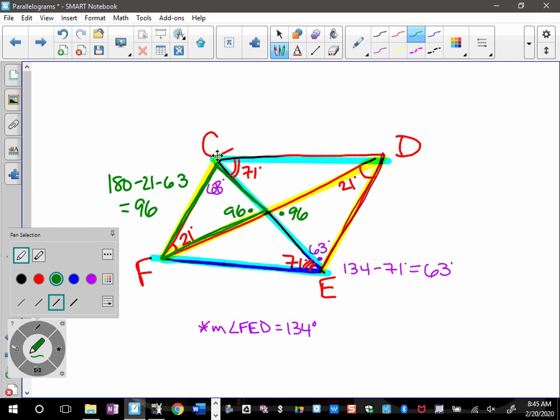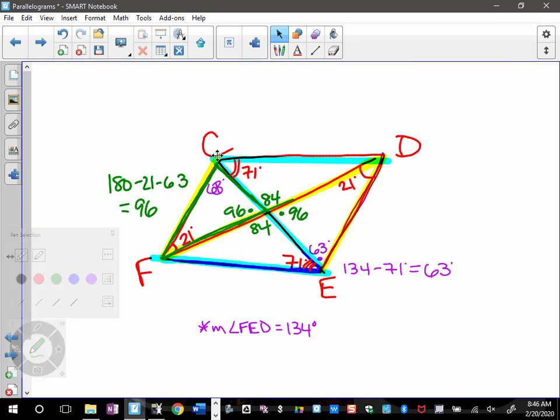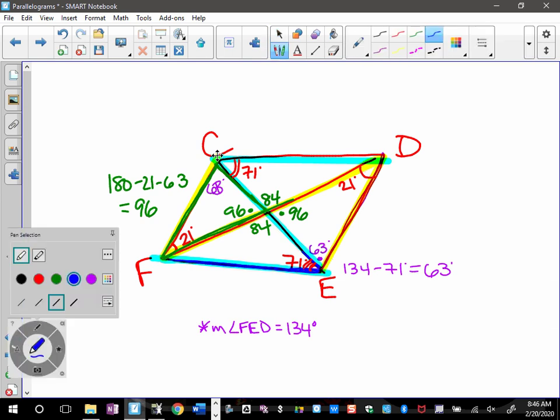Okay, but angles that make a straight line add to 180. So 180 minus 96 is 84. This is 84 and this is 84. And finally, I can find this angle here because I know that these should add to 180. So 180 minus 84 minus 71 gives me 25, which has to go next to this other.